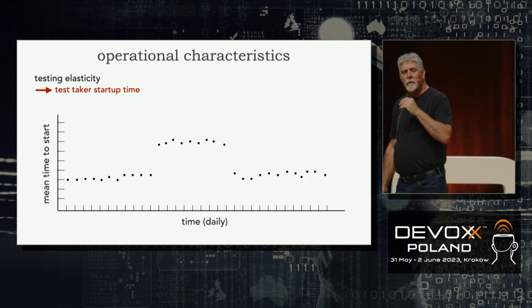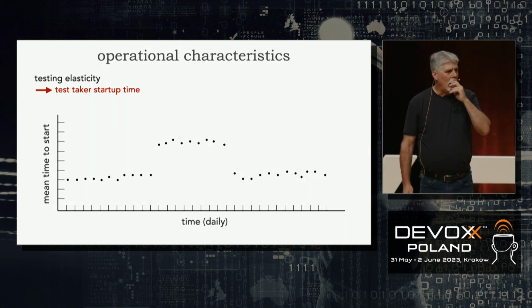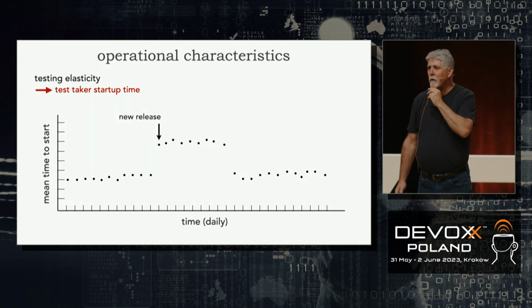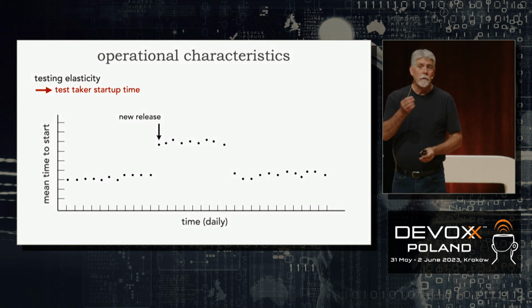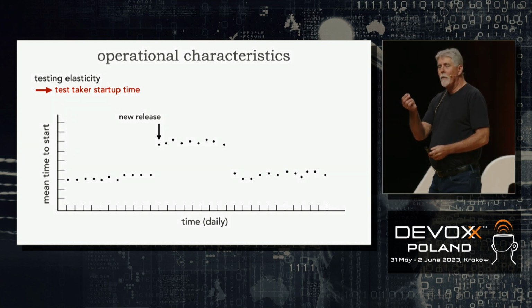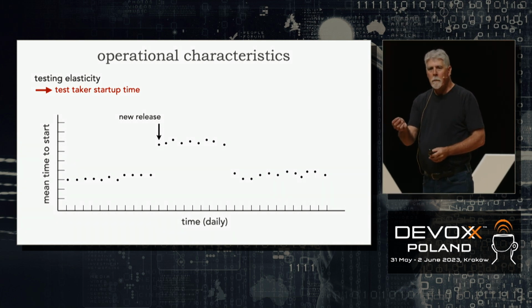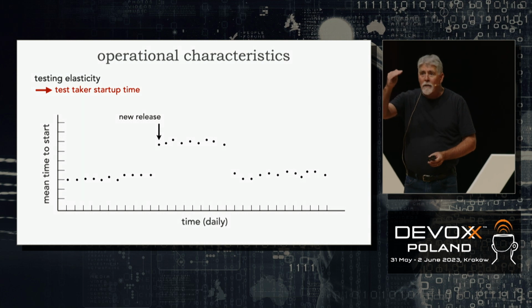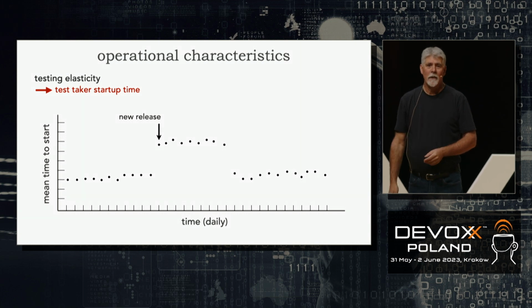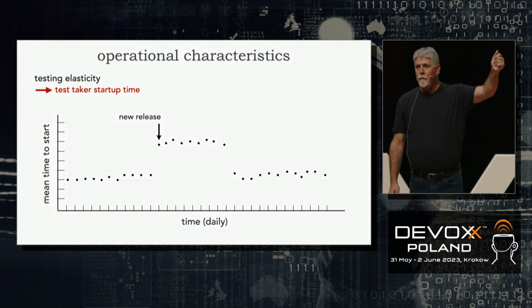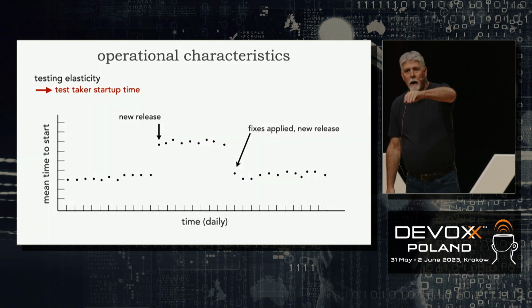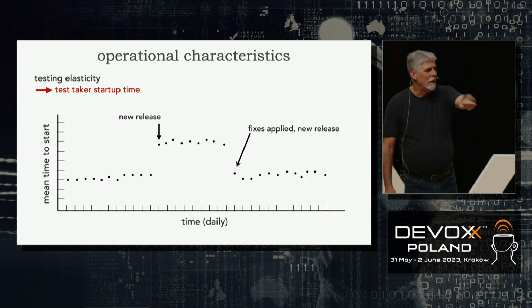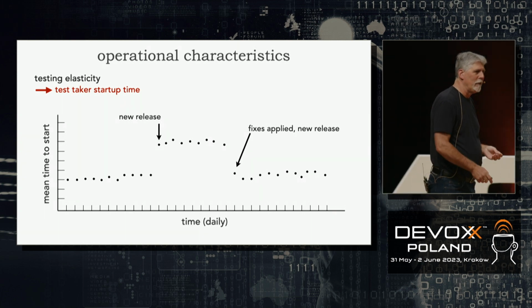What happened? Oh, that was a new release of our software, everybody. Somebody made changes to that test taker, which effectively doubled the mean time to start. That is going to impact the responsiveness. I get notified, we fix it, redeploy, and now we're back down to normal. And that's the idea of these fitness functions.